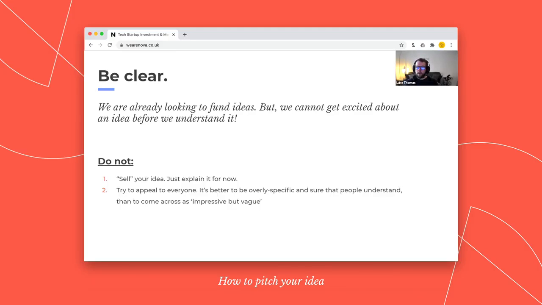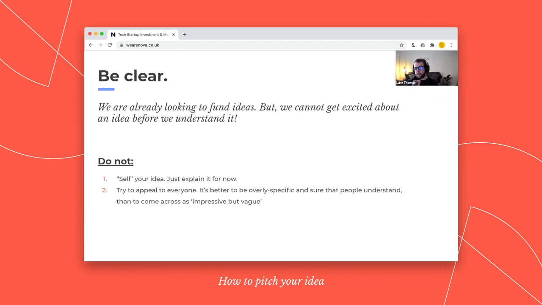One thing that founders get confused on is they instantly try and sell the idea. As someone looking to fund ideas, we are already looking to be excited by them. You don't need to oversell us. You just need to tell us clearly what you're trying to do, and then we'll get excited about it. We can't get excited before we understand it. So make sure that you're clear. You're not selling your idea, you're just explaining it. This is what we're going to do. You don't have to use lots of language to try and convince me that it's a great opportunity. That all comes later. This is just about being clear with what you're doing.